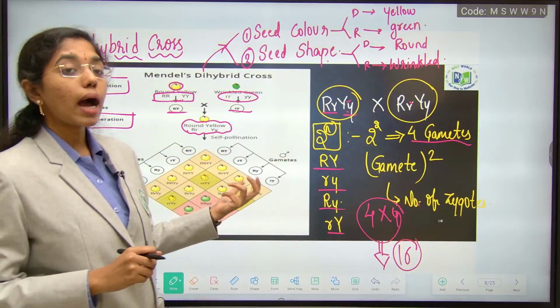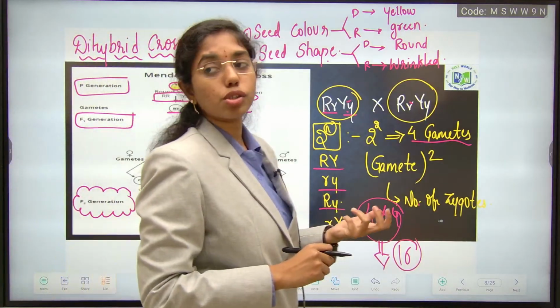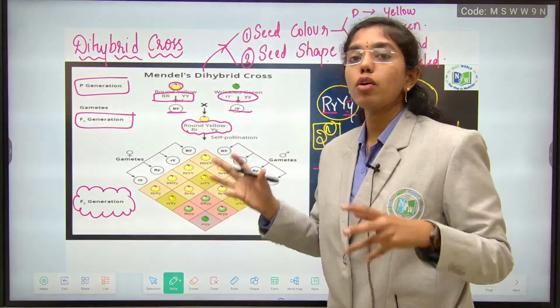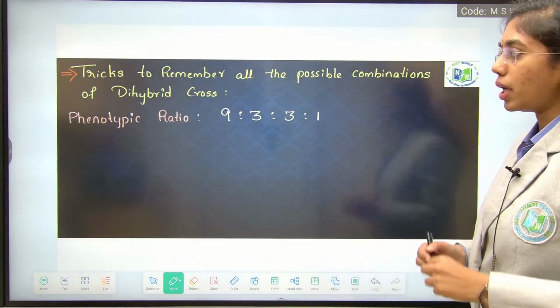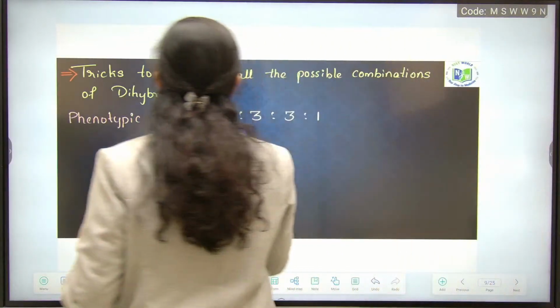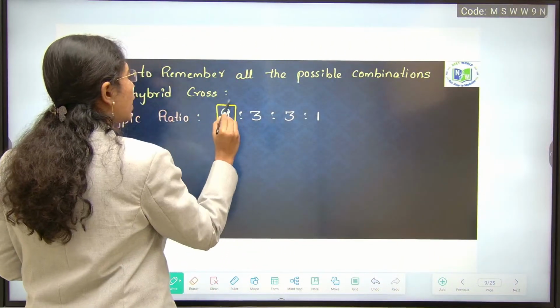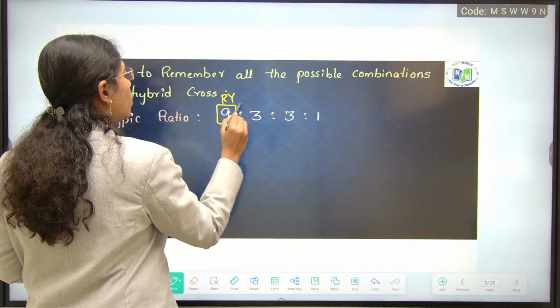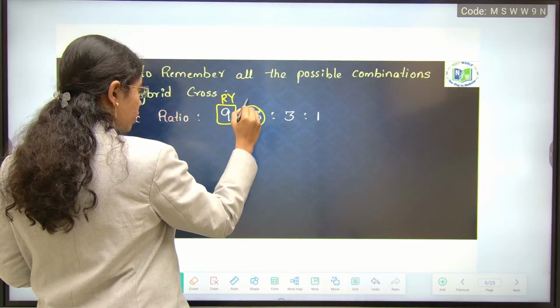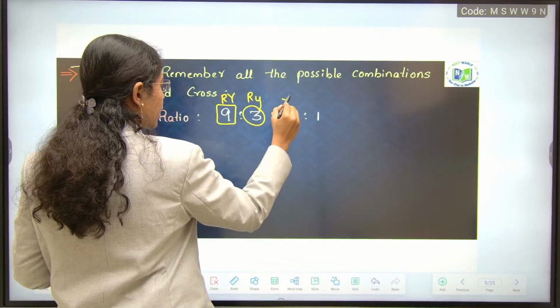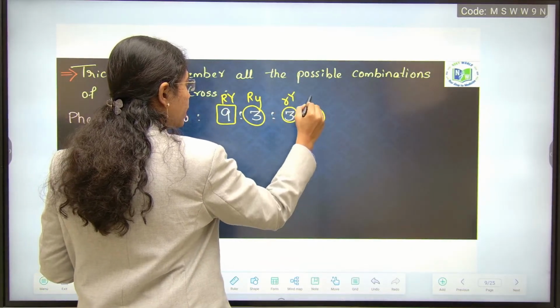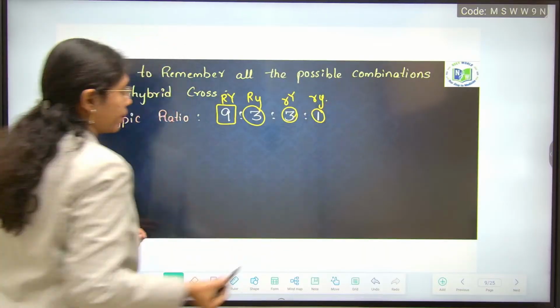Now what are the possible combinations of these 16 zygotes that you have got? You have to put it in the form of phenotypic ratio. You can clearly observe from the Punnett square, 9 will be round and yellow, 3 will be round and green, 3 will be wrinkled and yellow, 1 will be wrinkled and green.